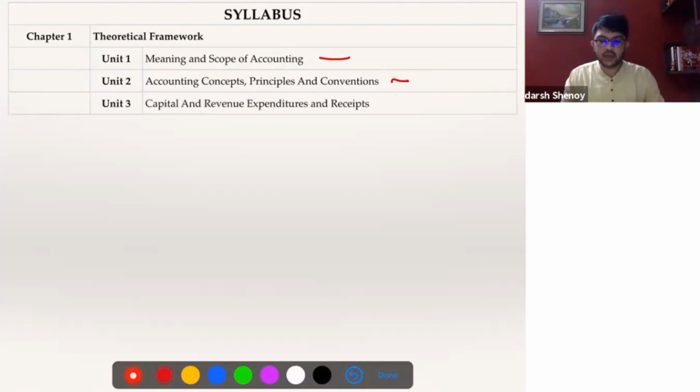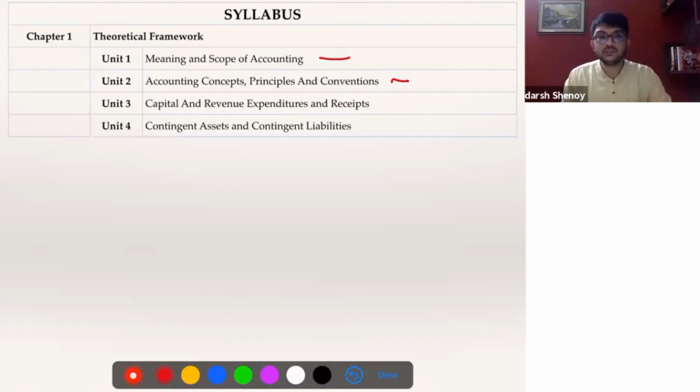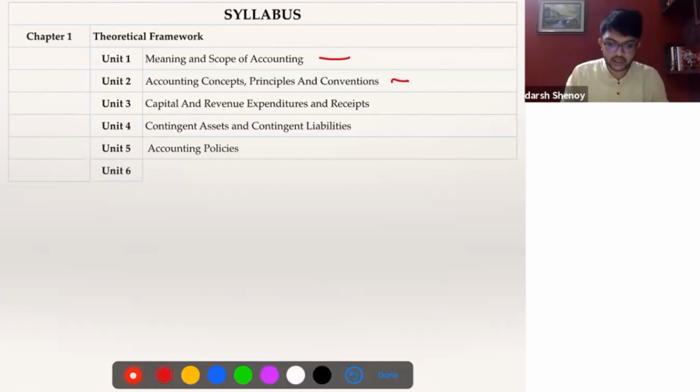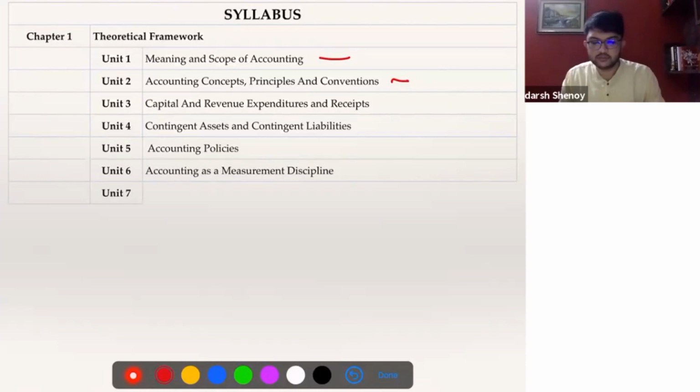Unit number 3 is capital and revenue, expenditure and receipts. Again, all these you have studied actually in first PU, but trust me, we're going to learn it a little differently over here. So you will have to pay attention to what I do. Then the fourth one, contingent assets and contingent liabilities. All this I will explain when I discuss it over there. Very interesting points. Accounting policies, accounting as a measurement discipline, and then accounting standards and Ind AS.